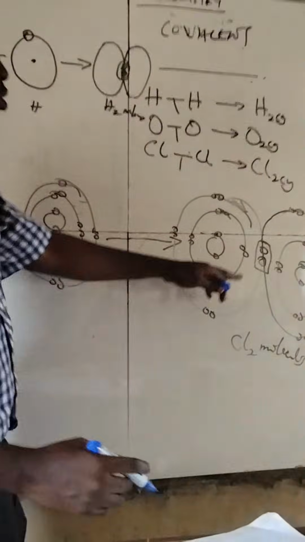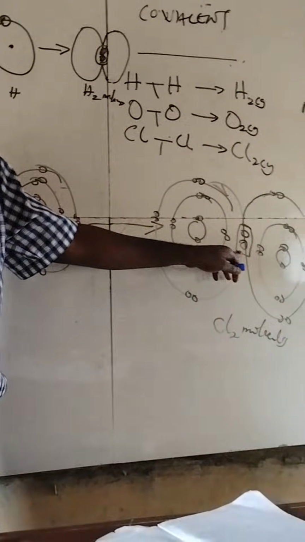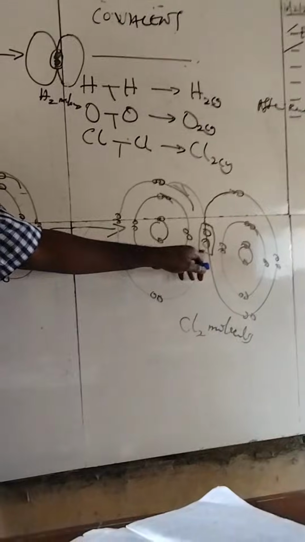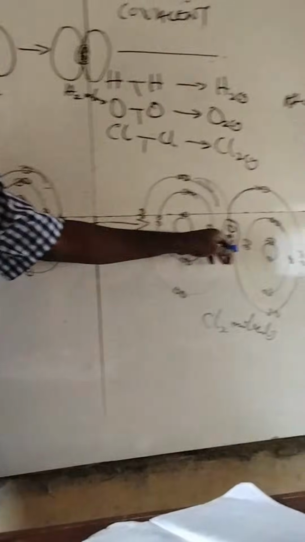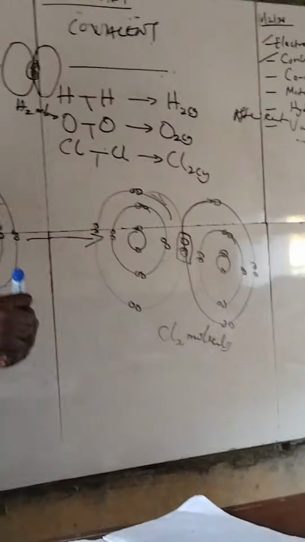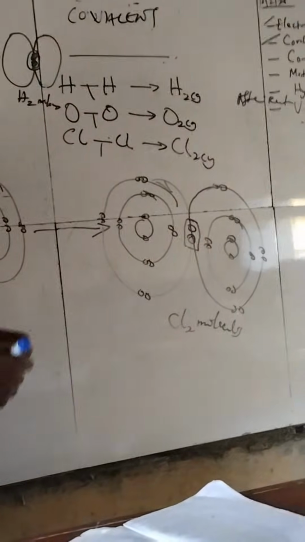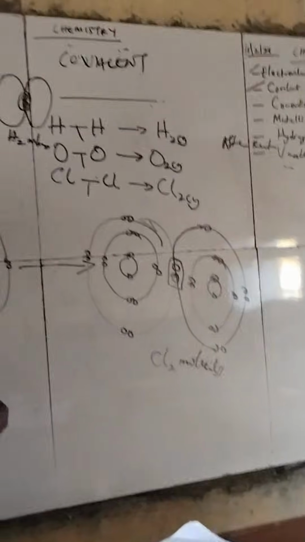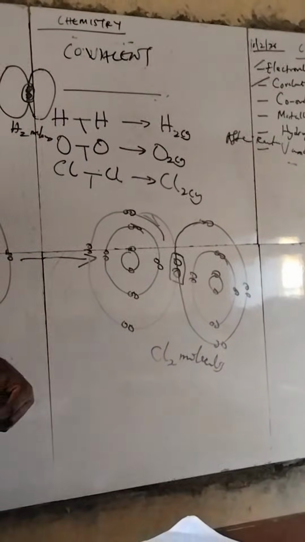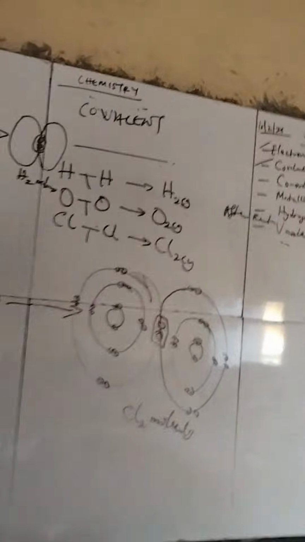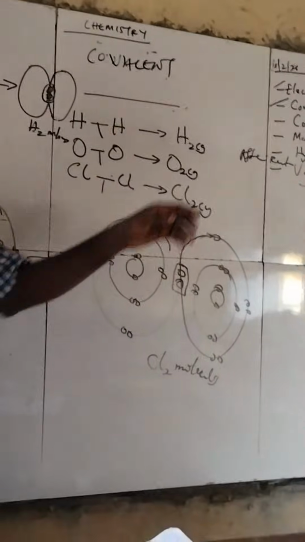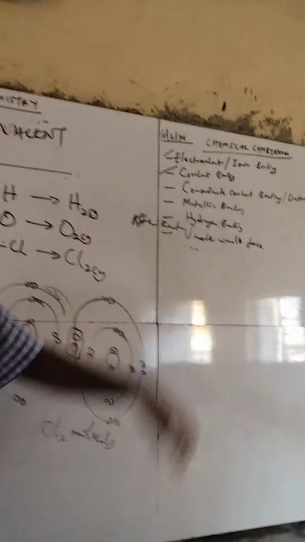You can see this one also involves what? The sharing of what? A lone pair of electrons. So this lone pair is contributed by both the atoms involved. Do you hear me? Yes. So let's talk about the properties of covalent bonding. They have low melting and boiling points.